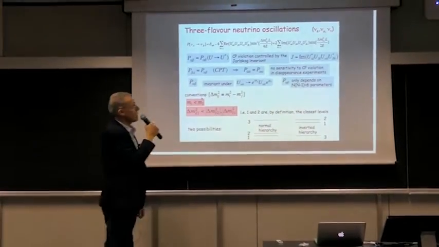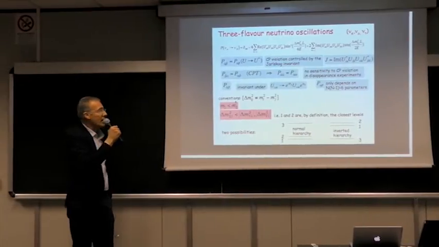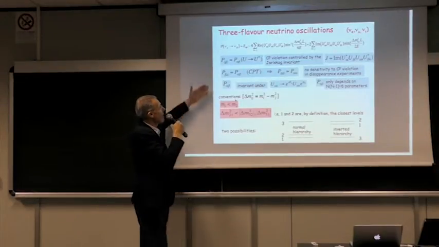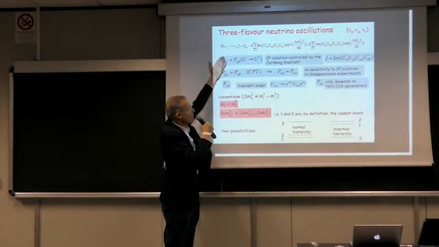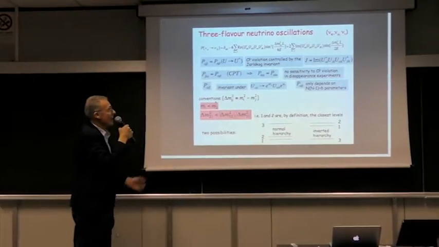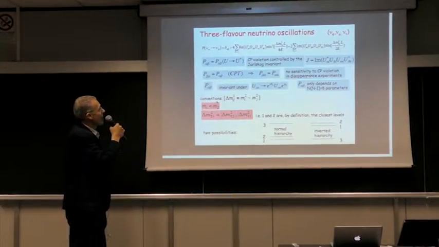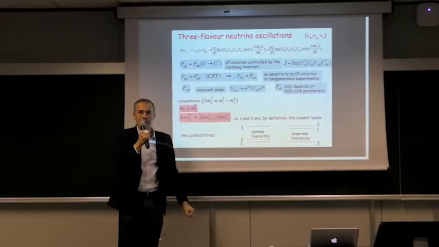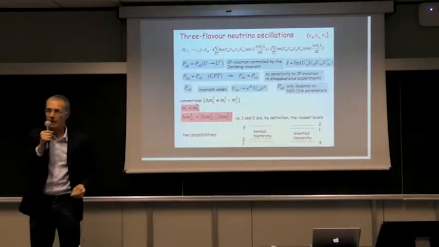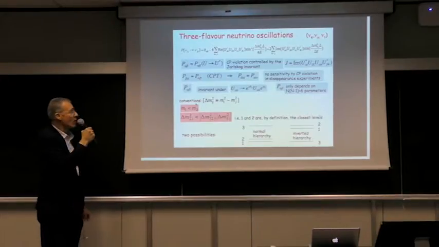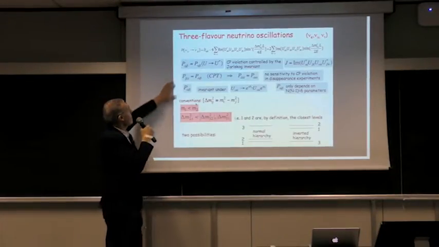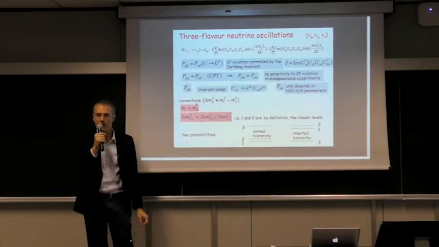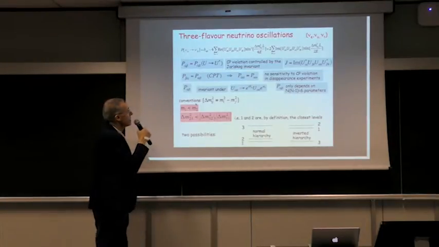Then this formalism can be generalized to the case of three-flavor neutrino oscillation. Here you have the expression for the conversion probability in the general case of n neutrinos. By the way, when alpha and beta, these two indices, are different, you speak of a conversion probability, and the corresponding experiment is called an appearance experiment. When alpha and beta are equal, you call this a survival probability, and the corresponding experiment is a disappearance experiment.